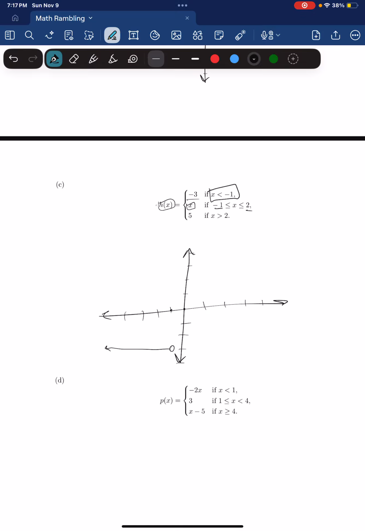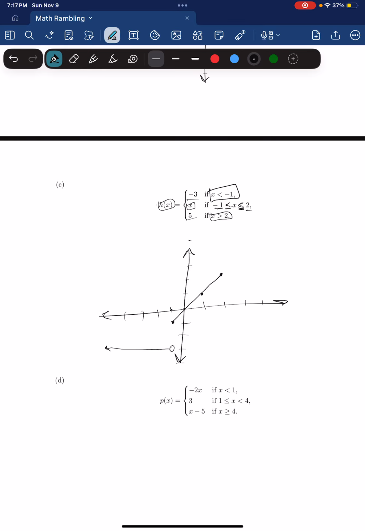Starts here, and then we go down 1, left 1, we go up 1, over 1, that. Boom. And then we have filled in dots here because it's inclusive, less than or equal to. All right, and if x is greater than 2, 5. 1, 2, 3, 4, I don't have 5, 5 would be here.